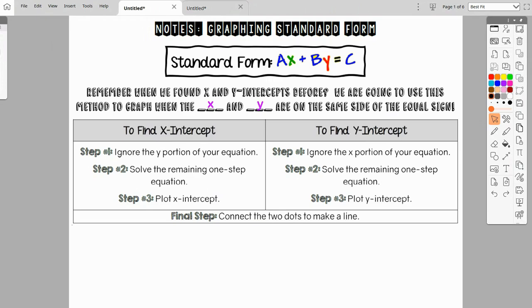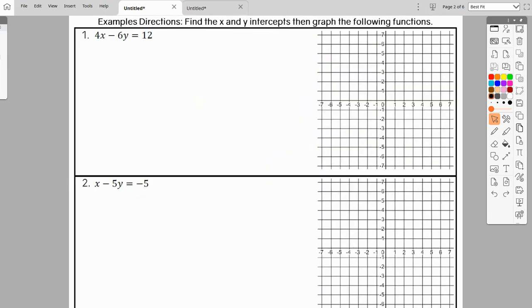Remember, to find the x-intercept, we're going to ignore the y portion of your equation, solve the remaining one-step equation, and plot the x-intercept. To find the y-intercept, we'll ignore the x portion of the equation, keep the y, solve for that one-step equation, and plot the y-intercept. We'll, of course, connect the two dots to make a line for our problem.